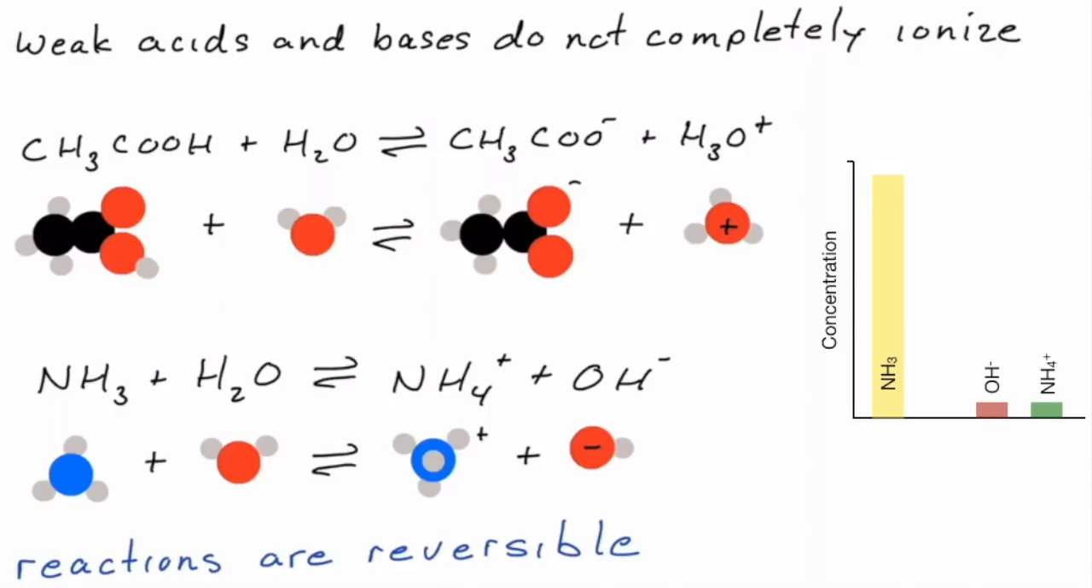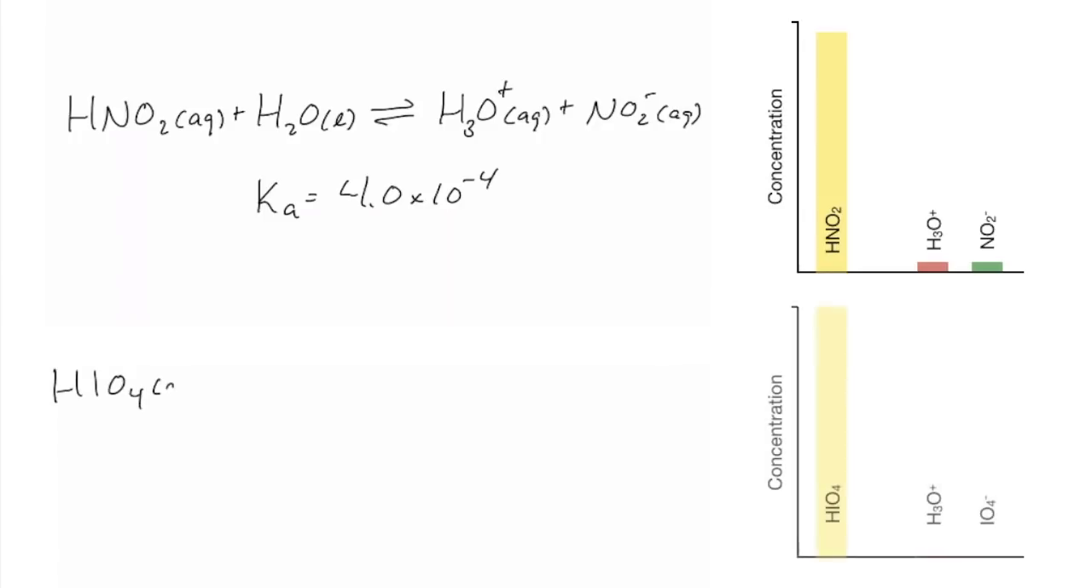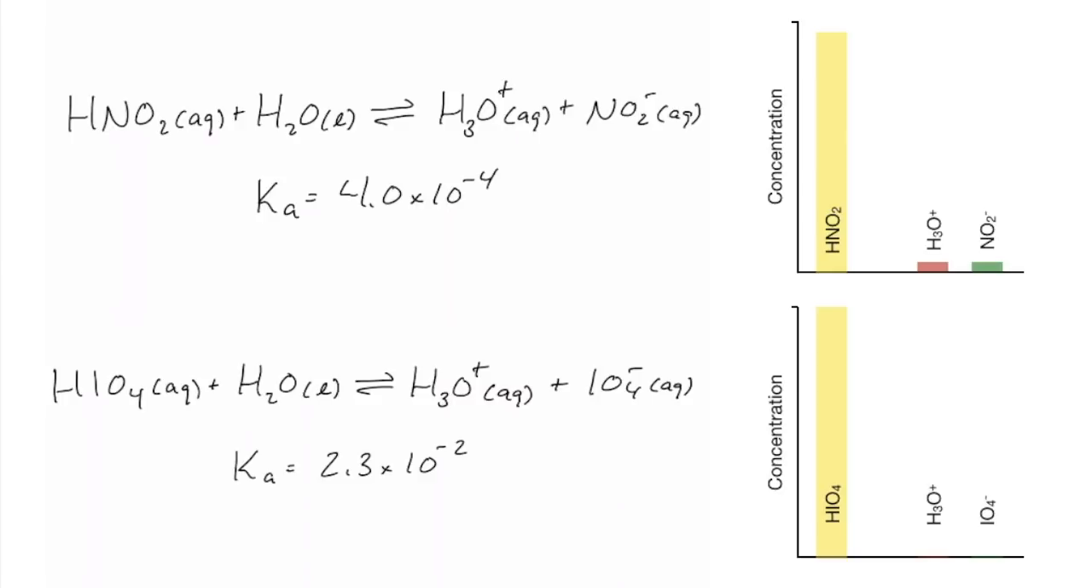Now, since strong acids and bases ionize completely, they are all equally strong. But since weak acids and bases only partially ionize, they come in different strengths, which is dependent on the degree of ionization. The more ionization, that is, the greater the formation of products, the greater the strength of the weak acid or base. This also means that weak acids and bases will have different values for their equilibrium constants depending on their strengths. The larger the equilibrium constant, the more product favored the reaction is, and the greater the ionization.